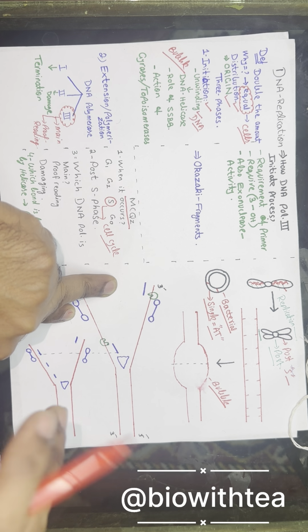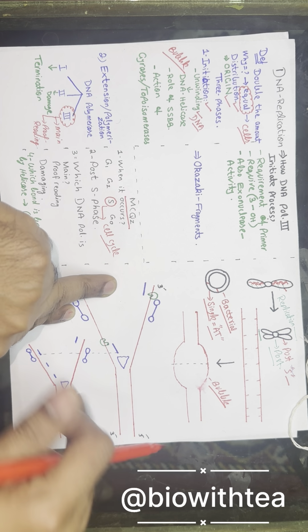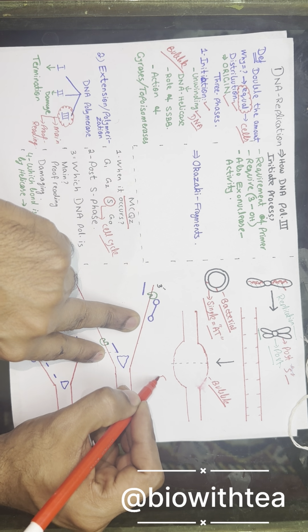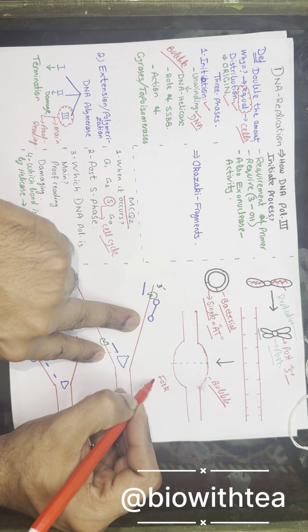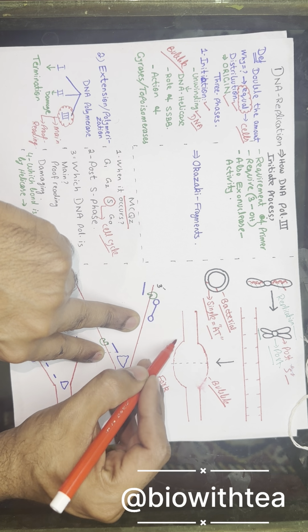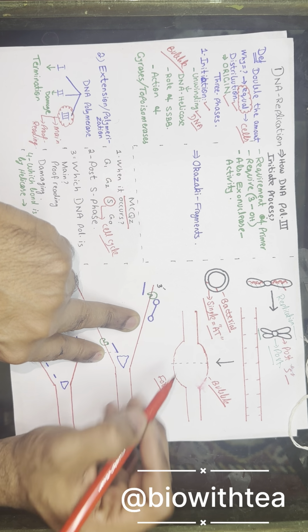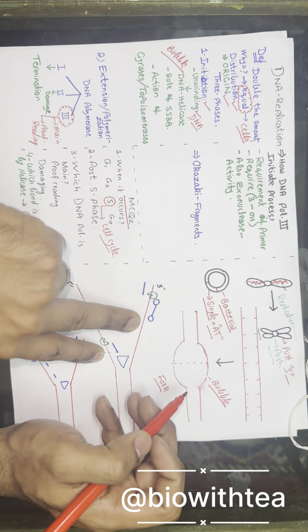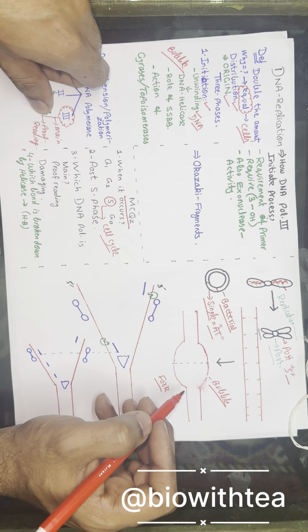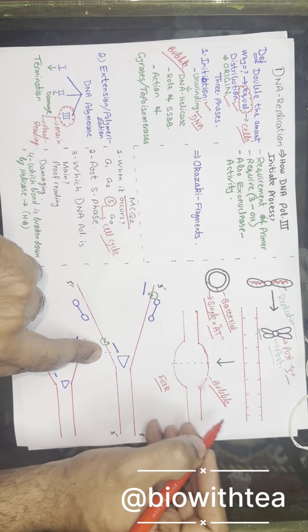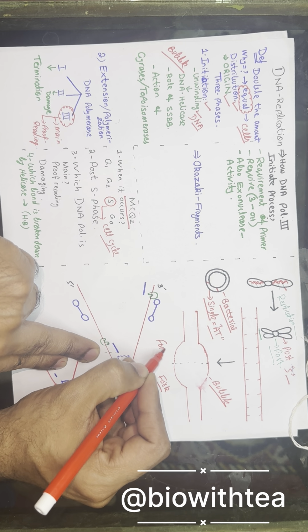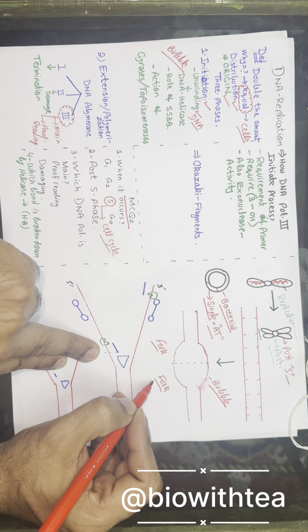Now, the second important point. Most people are confused between the bubble and the term replication fork. This whole structure is called the bubble and each side of the bubble is called a fork. Do you know this is an MCQ: each bubble has two forks, the replicating forks.